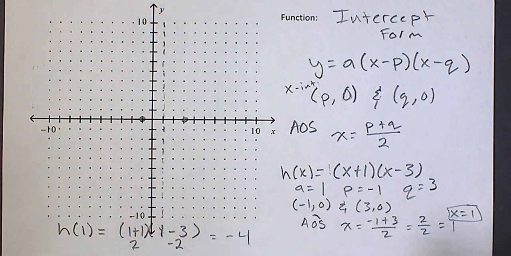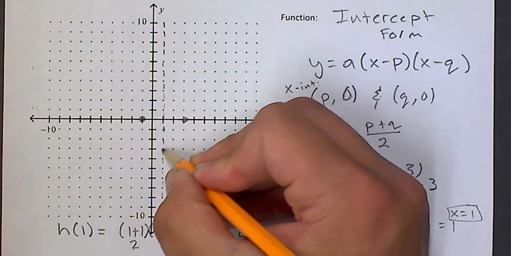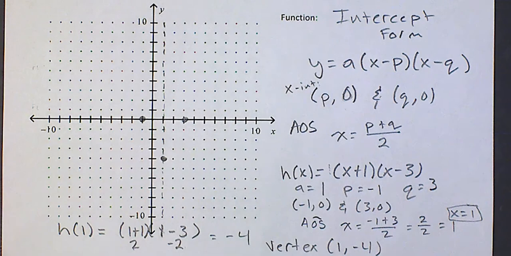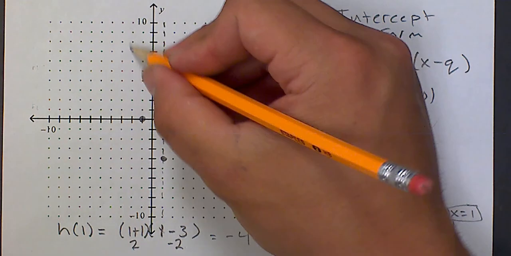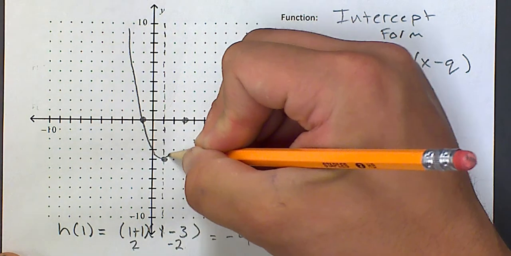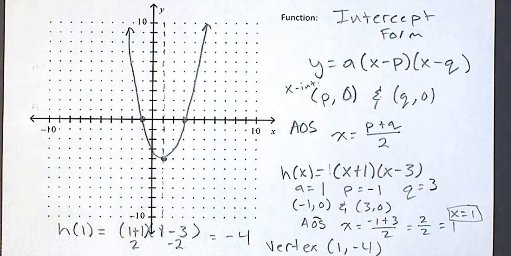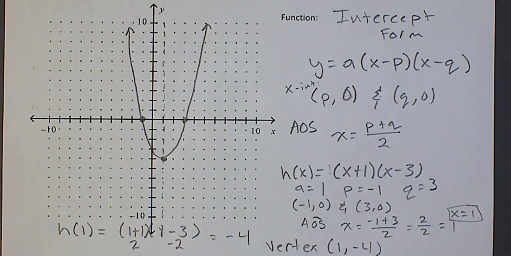So the vertex is at (1, -4). So let's go over 1, down 4. Here is the other point, and that's the vertex. And we can go ahead and draw a parabola. It's probably the best parabola I've ever drawn, to be honest. No, this can be better.